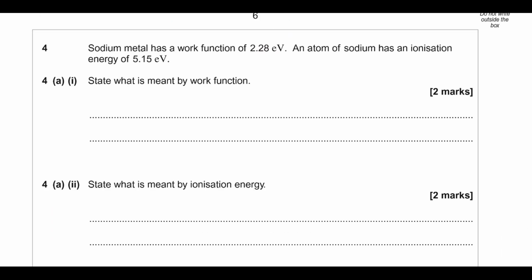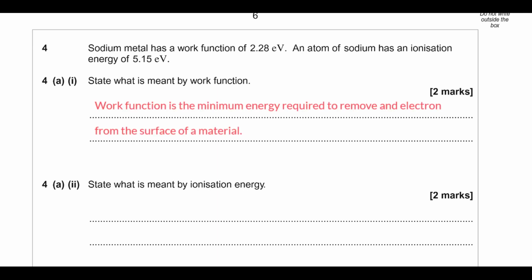Alright, so we've got a sodium metal with work function of 2.28 electron volts, and an atom has an ionization energy of 5.15 electron volts. State what is meant by the work function. So the work function is the minimum energy required to remove an electron from the surface of a material. That's your work function. It's fairly straightforward.